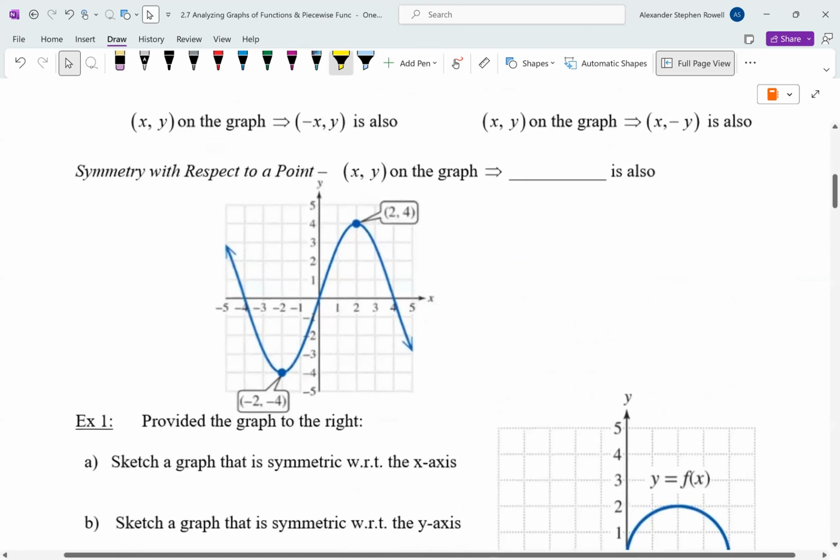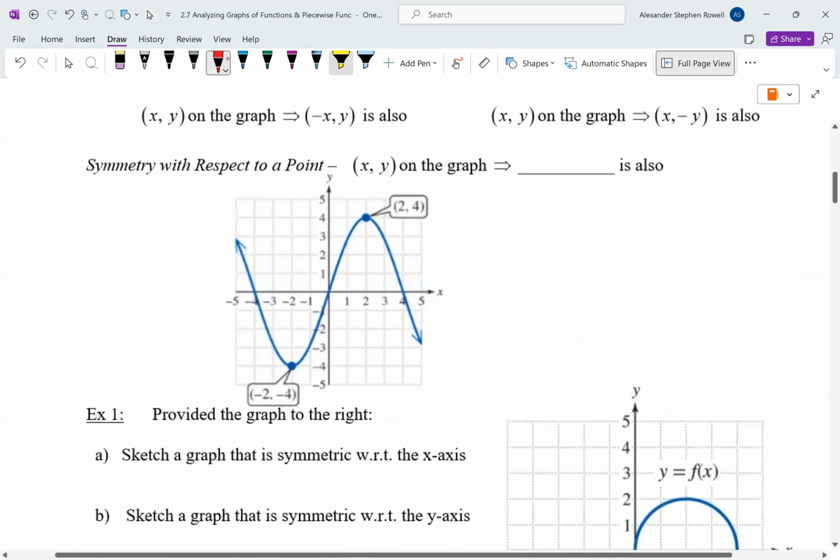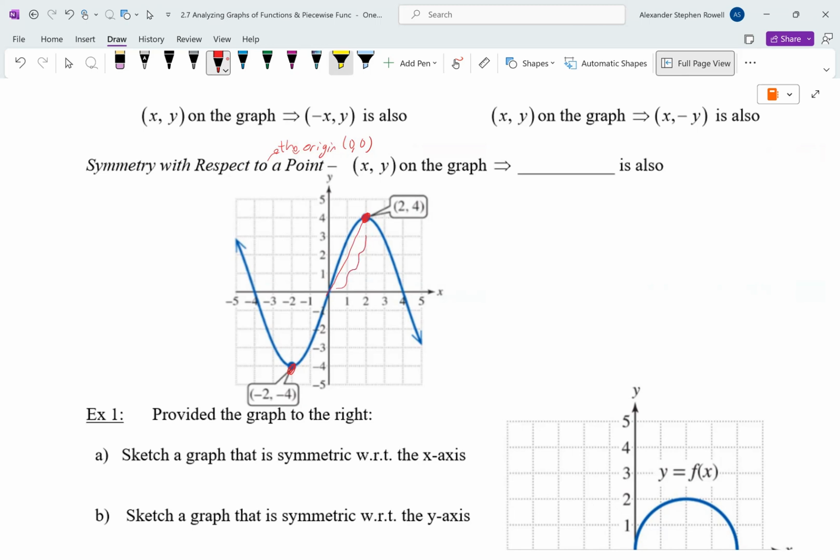Let's say symmetry with respect to a point. Let's talk about the origin, and the origin is the point 0, 0. It turns out a point like 2, 4 becomes -2, -4. If I draw a line through the origin, I say, what is this distance? I want the same distance on the other side of the origin. x, y becomes -x, -y.